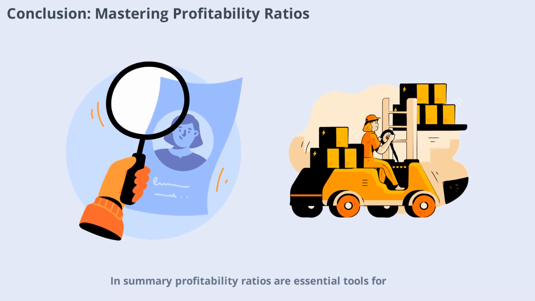Summary: profitability ratios are essential tools for understanding companies' financial health and performance. By mastering these ratios, you can make better investment decisions, manage businesses more effectively, and identify opportunities for growth. Remember to use profitability ratios alongside other financial metrics and always consider the broader context.